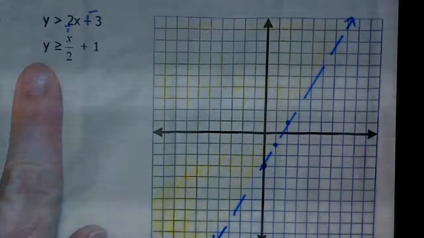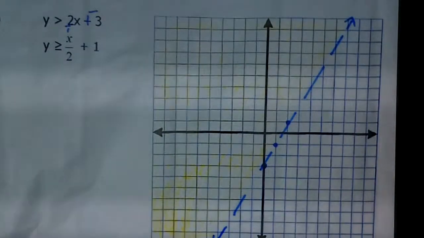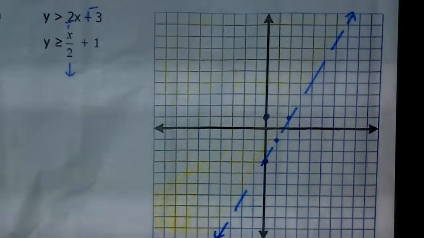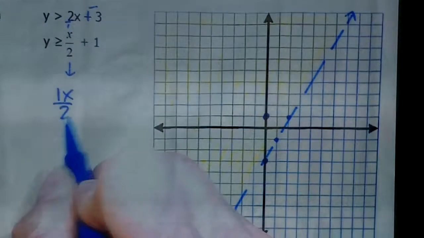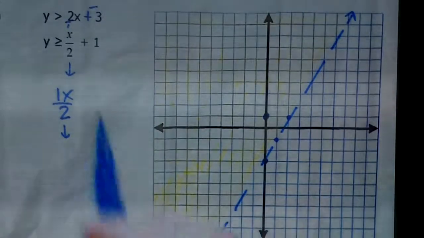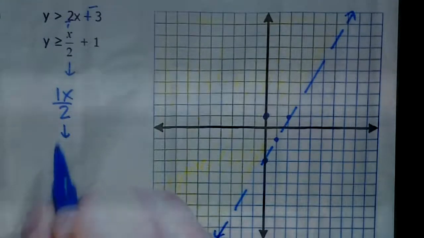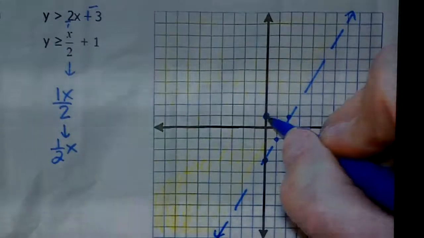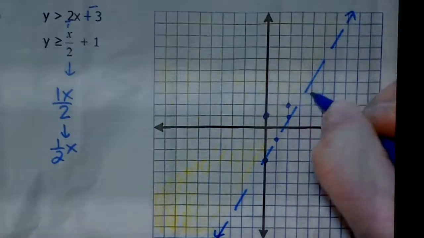All right, the next one, y is greater than or equal to x divided by 2 plus 1. Y-intercept, yes, it's 1. And here some of you might look at that and need some reminders. What on earth does this mean? Well, first thing you need to remember is that x is the same as 1x. So x over 2 really means 1x over 2. And if that still looks kind of funny to you, this 1x over 2 is the same thing as 1/2 x. So the slope in this one is 1/2. So from here you're going to go up 1, right 2, up 1, right 2.